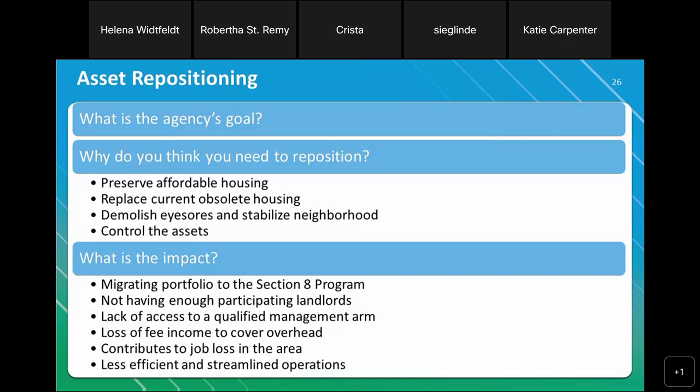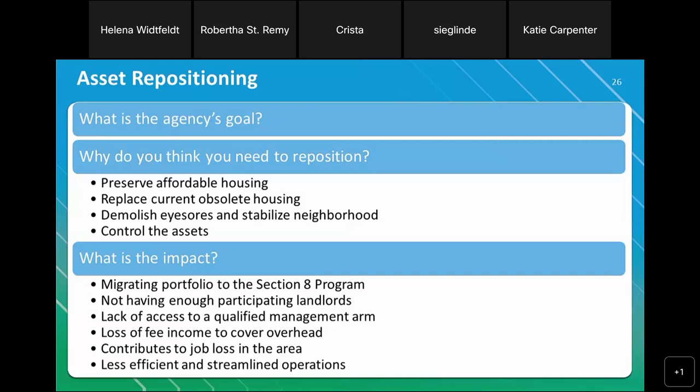And then the loss of the fee income for your overhead, that's a consequence. Because when you are in the fee-for-service model or have a COCC, Central Office Cost Center, when you are converting your portfolio, you lose fee income. That has to be supplemented somehow to cover the overhead activity, such as your IT, your HR, your procurement, your finance, your executive staff. So think about those matters as well. They have to be addressed.